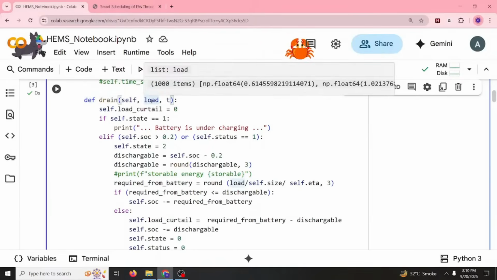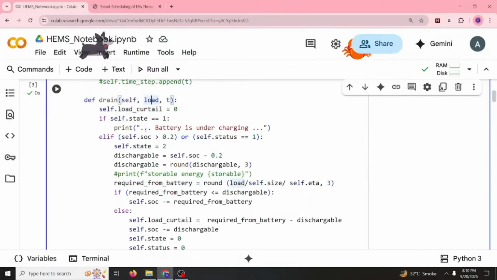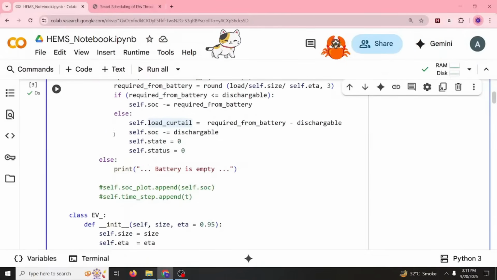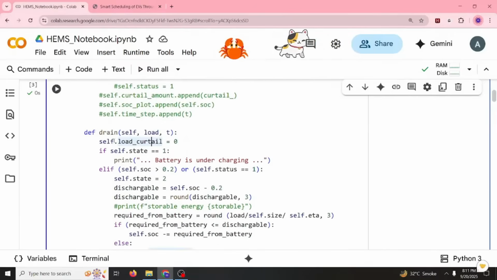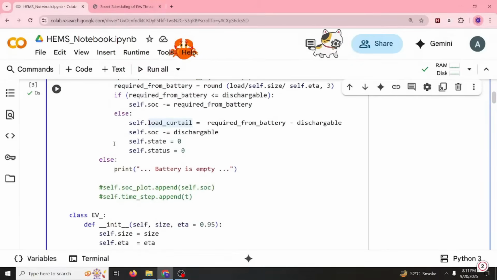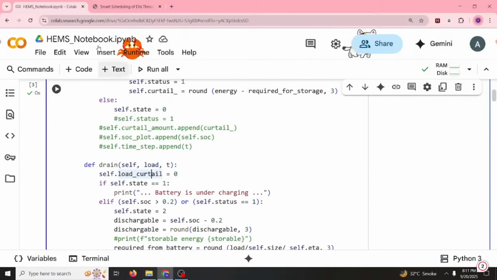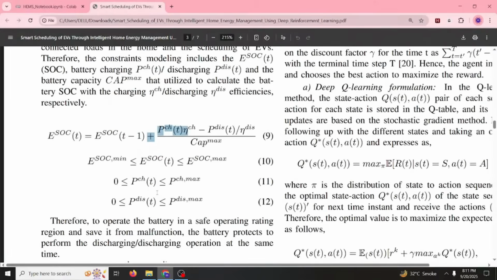So let's say we have to drain some amount of load. It is also energy, but when we drain, we call it load, and when we charge, we call it energy. For the sake of convenience, you can call it energy or load. So reset this variable, then check if battery state is equal to 1. That means the battery is under charging, so we cannot go into this discharging and we just go outside this loop without returning anything or without doing anything.